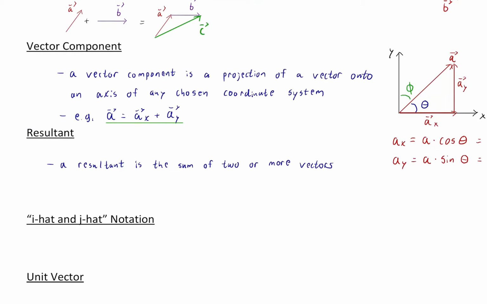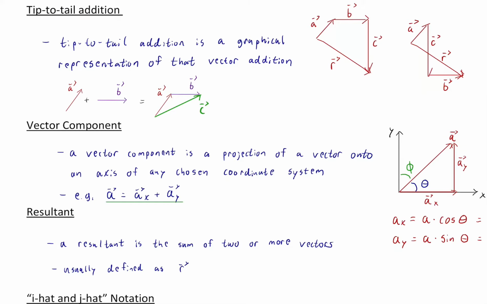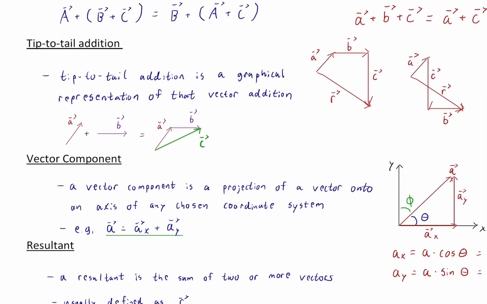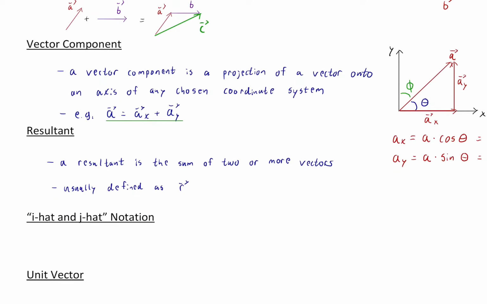Okay, so now quick term to get out of the way. Resultant. A resultant is the sum of two or more vectors. It's simply the name we give to it. We usually represent it by the letter r. That's actually why I use the r up here to represent the sum of a plus b plus c. All right? So the resultant is just that name for that.